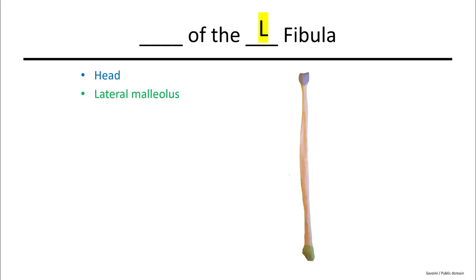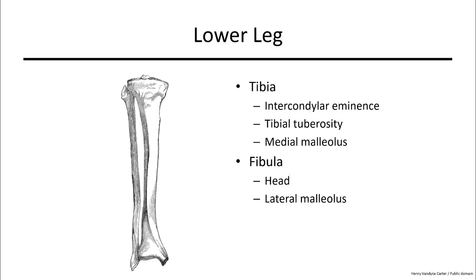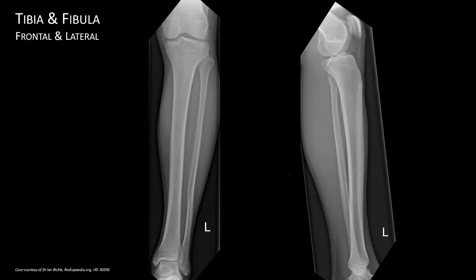The only features that you need to identify are the head, which will be the proximal portion, and the distal portion is the lateral malleolus, or your outside ankle bone, as is commonly referred to. So together, your lower leg is made up of the tibia and the fibula, and these are the features that you need to know for each.